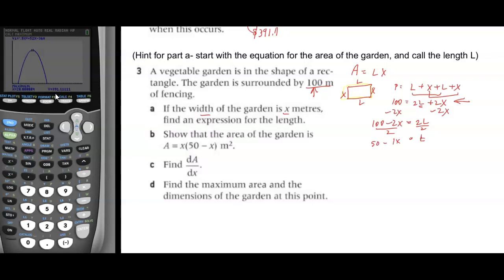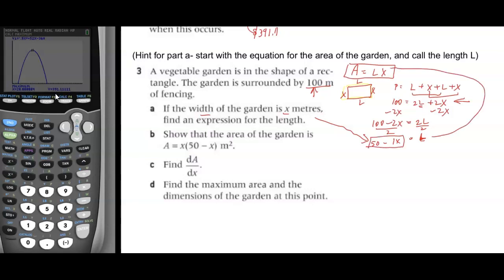Okay, so L equals 50 minus 1x. And that is our answer to part A. Okay, show that the area of the garden is A equals x times 50 minus x. Remember that the area of the garden was Lx. Now I have an expression for L, which is 50 minus 1x.